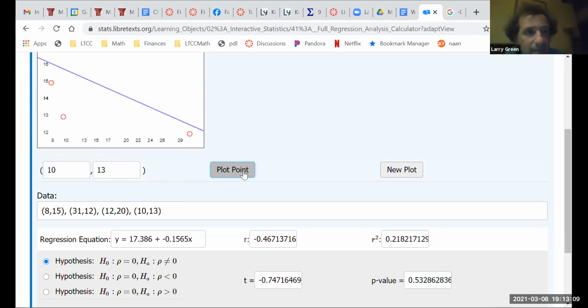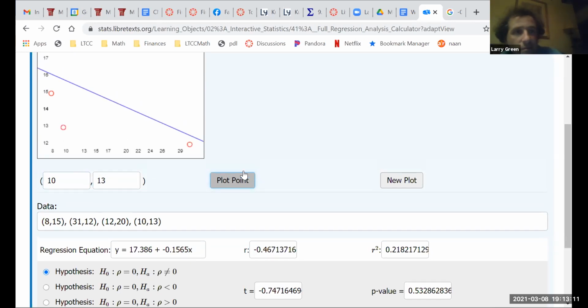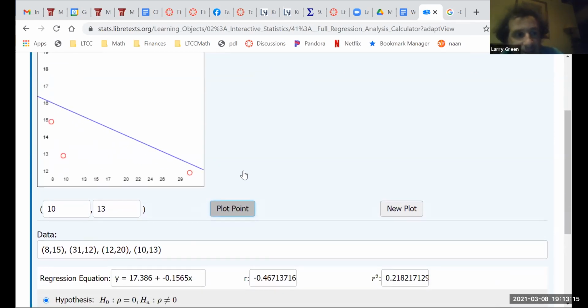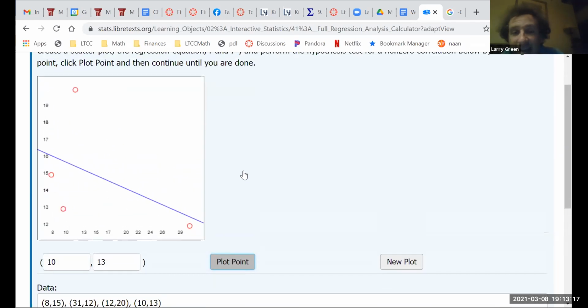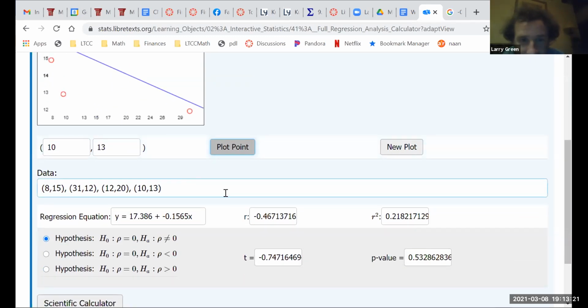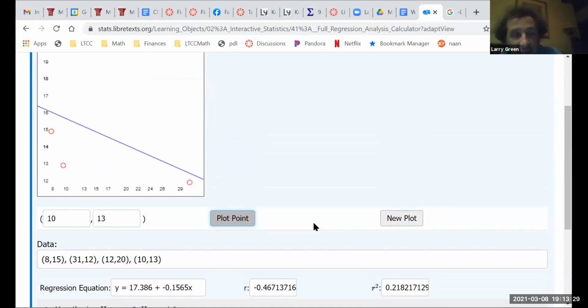And hit plot point. Okay, and you can see it doesn't look like a great fit. Again, I had no idea when I did this because I didn't know what you guys were going to say. So notice our R squared is now 0.22 or so. Our R is negative 0.467. Notice that the slope of the regression line is negative, R is negative. So R and the slope of the regression line always have the same sign.